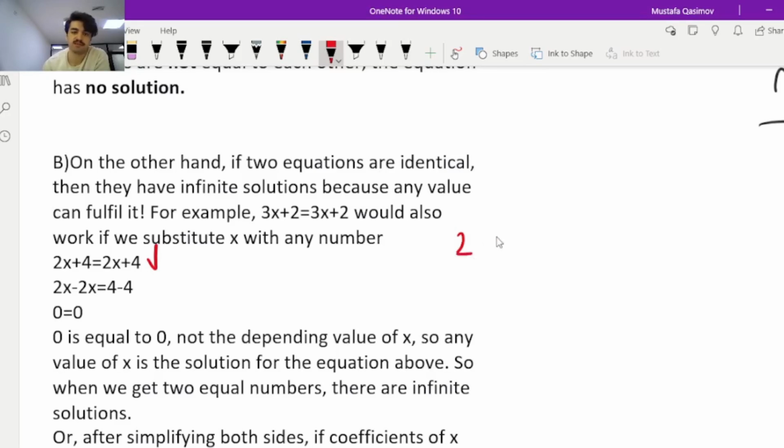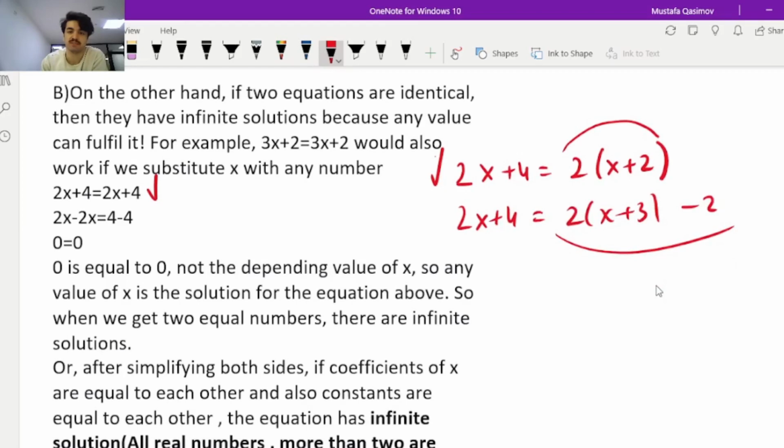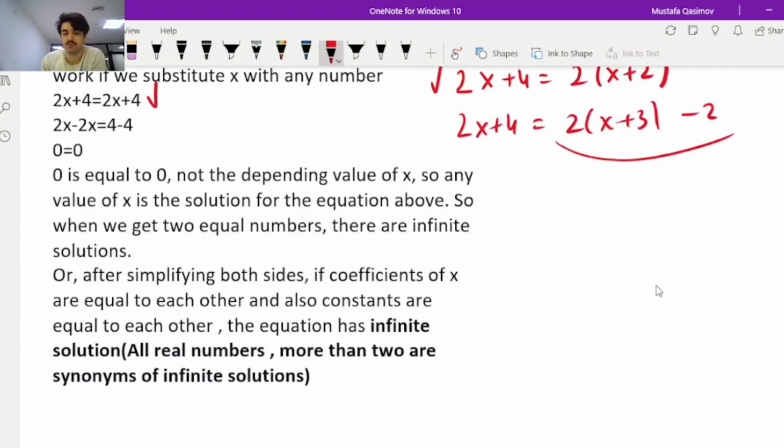Or they can write it in a different form. For example, 2x plus 4 is equal to 2 multiplied by x plus 2. When you open the bracket, you will get the same equation as the first one. So it also has an infinite number of solutions. They can write it like this. So you have to calculate the second side. If it is the same as the first one, it is an infinite number of solutions.